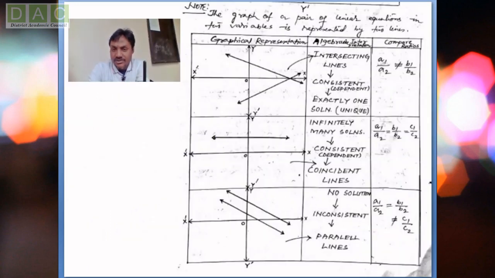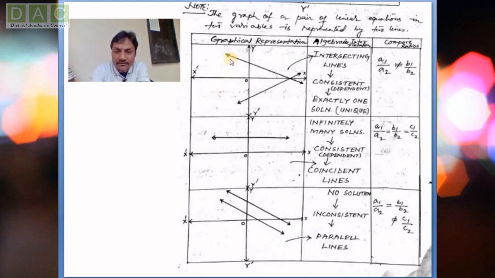From that introduction of the Cartesian plane, a note is given. See here, the graph of a pair of linear equations in two variables is represented by two lines. That means every linear equation will represent a graph on the Cartesian plane. So here, this is the first graph and this is the second graph. These are two straight lines, and these two straight lines meet at a point. That means it has an intersecting point.